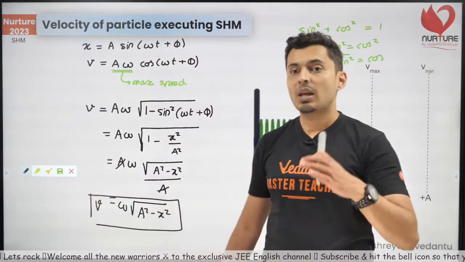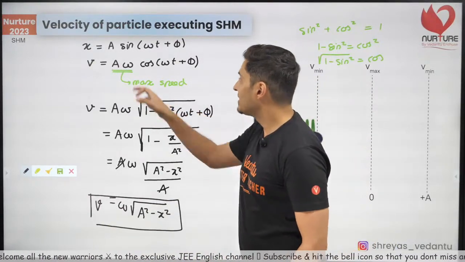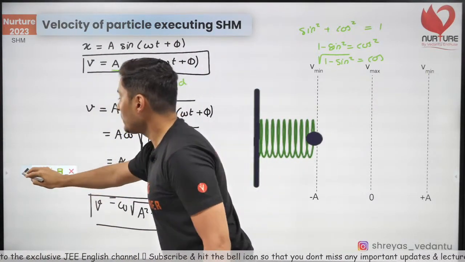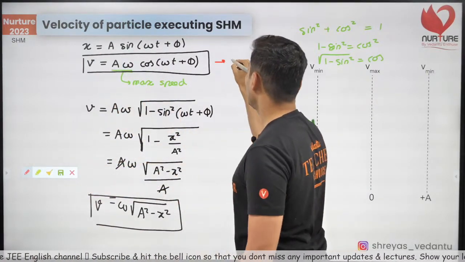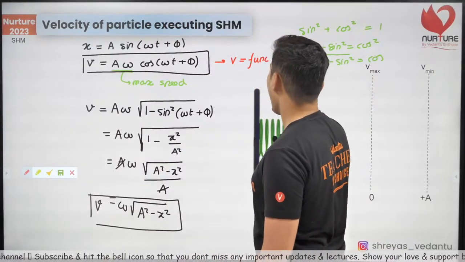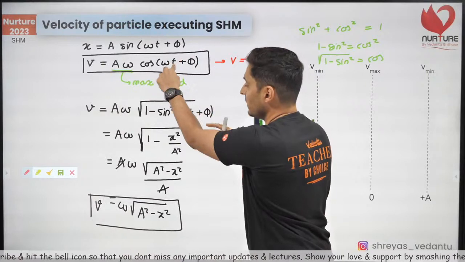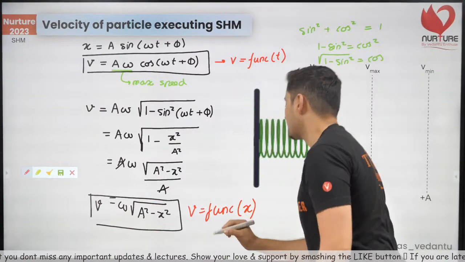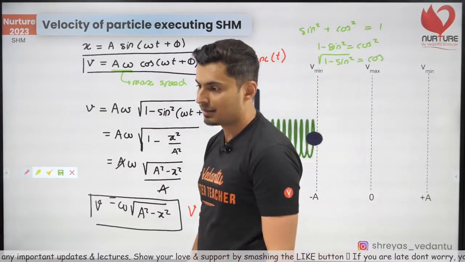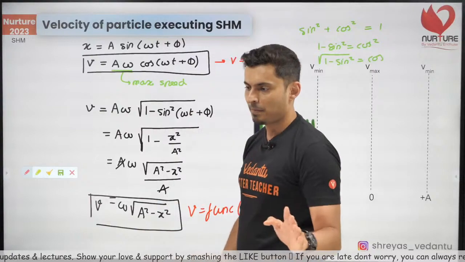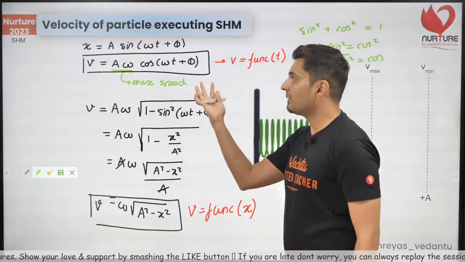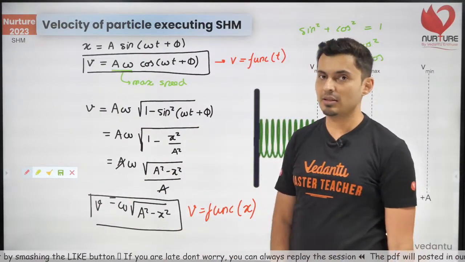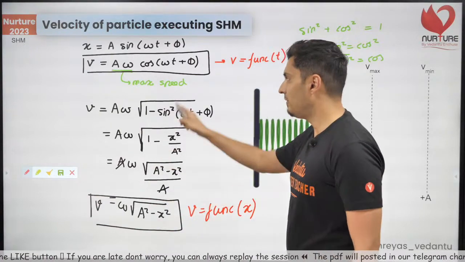When will you need it and why will you need it? See, this expression is also very important, but here you got velocity as a function of time. You can see the time term over here. Here you get velocity as a function of x. That is the difference. So sometimes time is given, you need to find speed. Sometimes position is given, you need to find speed. That's the major difference in these two expressions. You should know the derivation. You should know the final formulas.